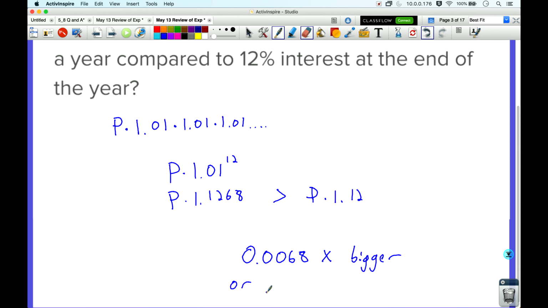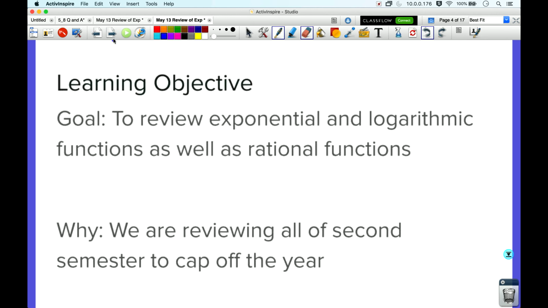Or we could say it's 0.7%, round up a little bit there. So, for each $100 we deposit, we get an extra 70 cents at the end of the year by doing the first investment strategy. All right, goal today is to review exponential and logarithmic functions as well as rational functions.